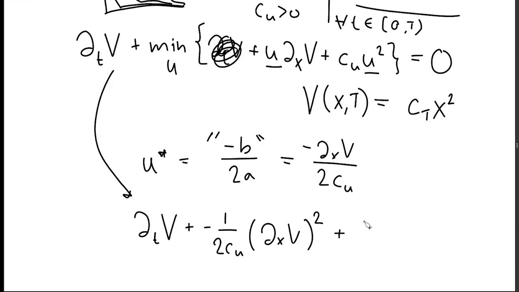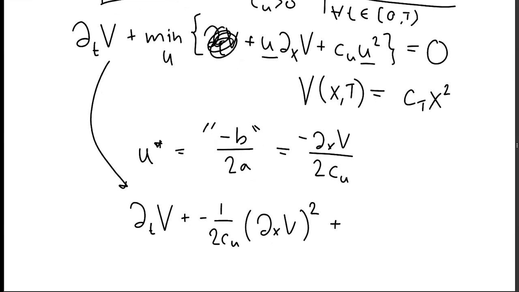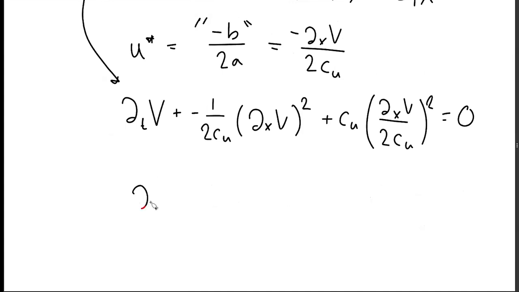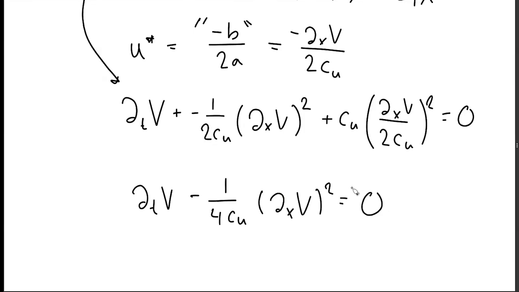Plus... sorry. So we're going to get, let's see, I'll just write it out. We're going to have cu partial x v over 2cu squared is equal to 0. And then hopefully you can see that this takes us to partial t v minus 1 over 4cu partial x v squared is equal to 0. Okay.